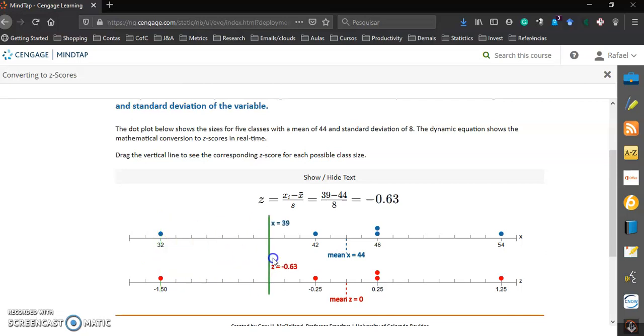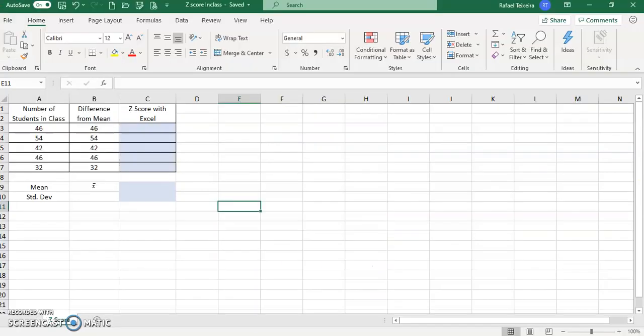So on the opposite side, for a class of 54 students, how much I deviated from the mean. The mean is our z value of 0, so I go up until 1.25. Okay, so this is what z-scores are doing: standardizing the deviations from the mean using each observation, the mean, and the standard deviation. Okay, so let me show you in Excel how you do that.